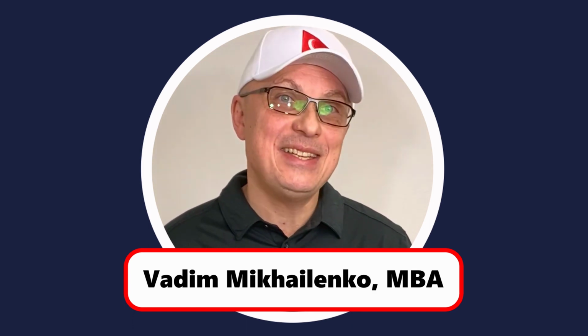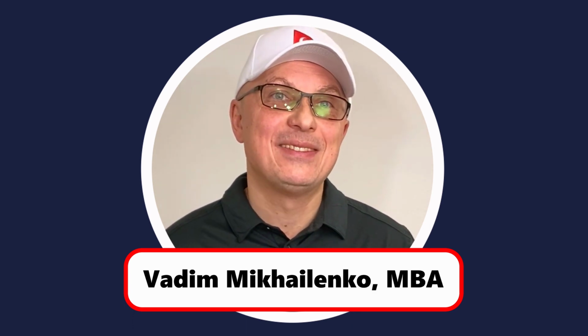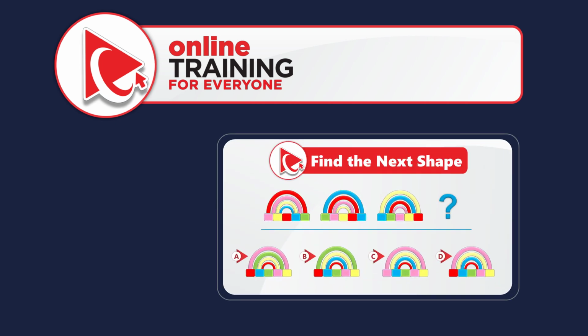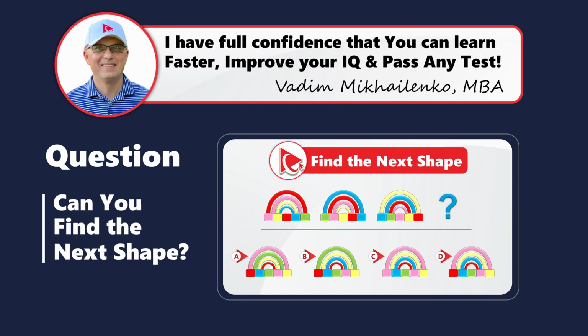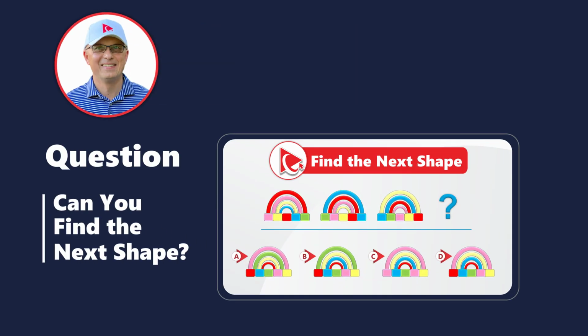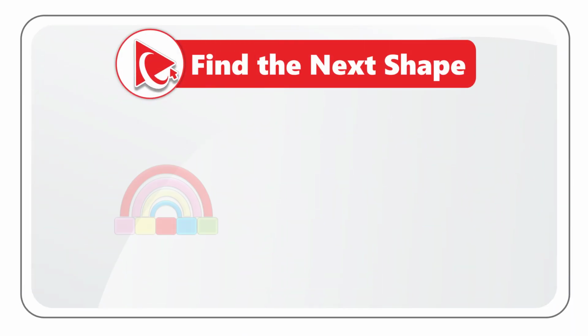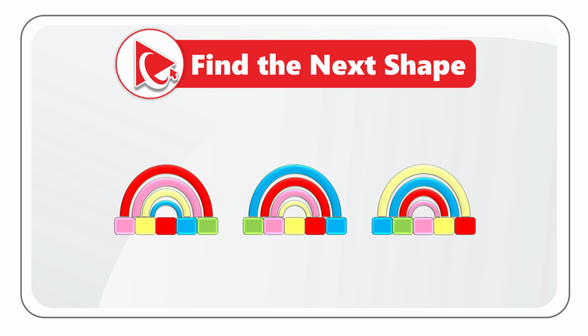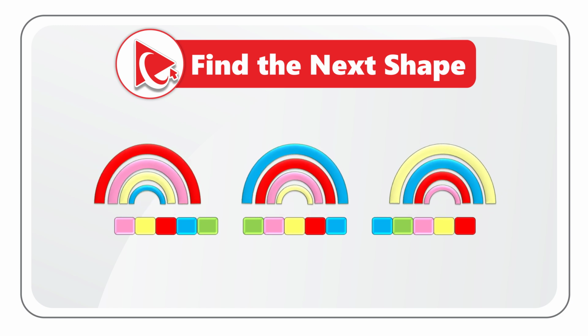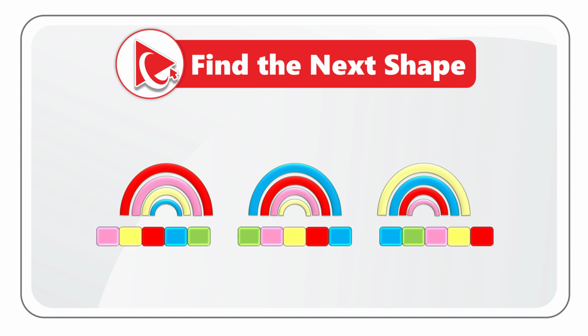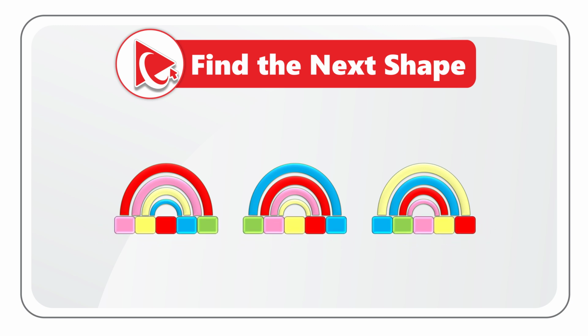And now let's continue and get you ready for the test. Here's the very unusual question, which tests your analytical skills, pattern recognition skills, as well as spatial reasoning. You're presented with three very unusual shapes. You have a rainbow consisting of 4 sections on the top and then 5 squares at the bottom of this shape. Each shape has a unique set of different colors.